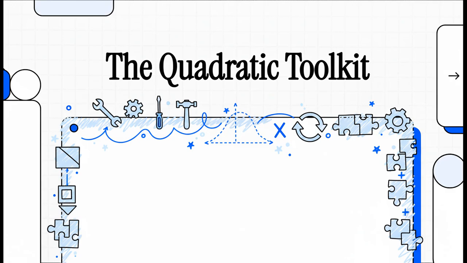Hello and welcome. Today, we're going to build a powerful mathematical toolkit together. And our mission? Well, it's to take quadratic equations, which can seem a little intimidating, and turn them into something you can tackle with total confidence. So let's dive right in.